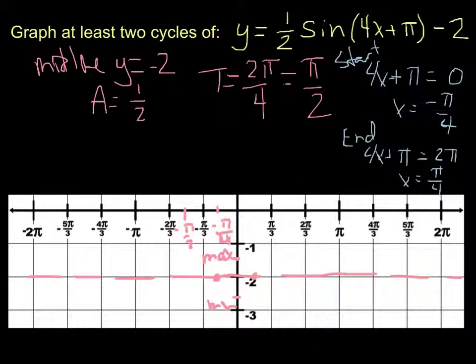But in this case, it's a little easier. I'm going to go, and then there I'll be back at the midline because it's sine, and I'm going to go up and down. That's going to continue. What I'll do is just step over pi over 4, and then cut them in half. And remember, this pattern just repeats infinitely. Here's a rough sketch of y equals 1/2 sine of 4x plus pi, minus 2.